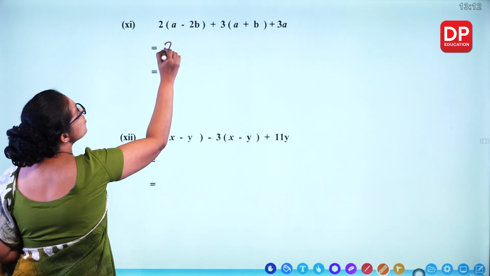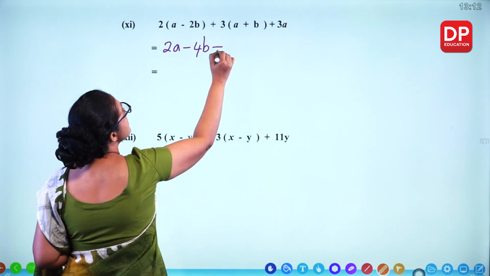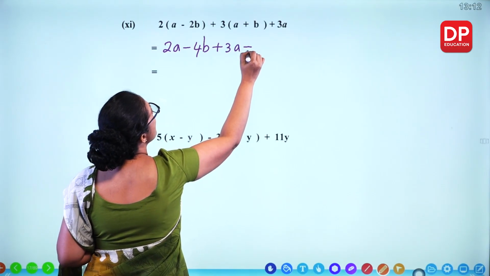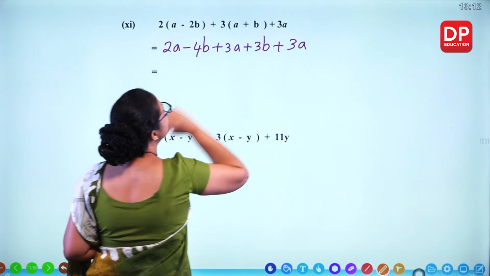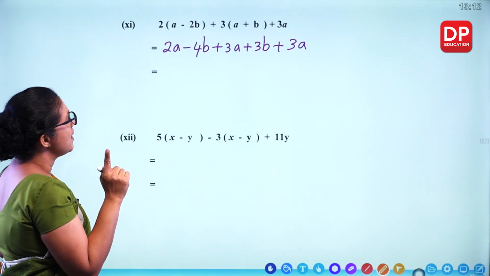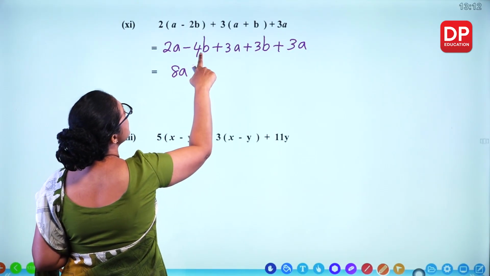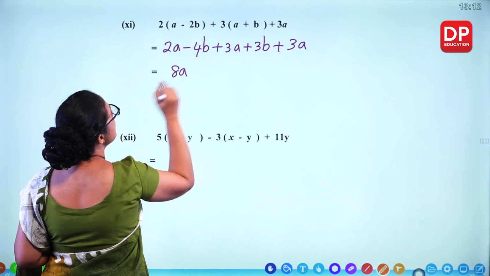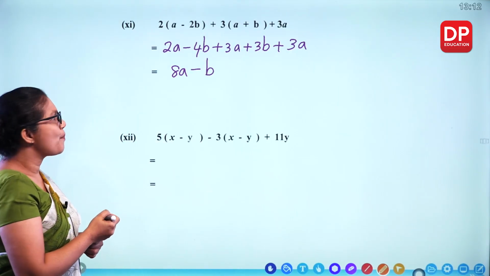This one, 2a minus 4b plus 3a plus 3b. Then 2a and 3a, 5a. 5a plus 3a, 8a. Minus 4b plus 3b, that's minus 1b, or you can just write b.